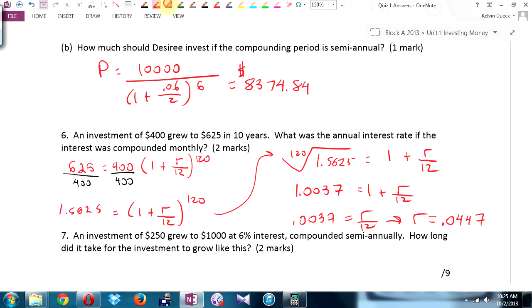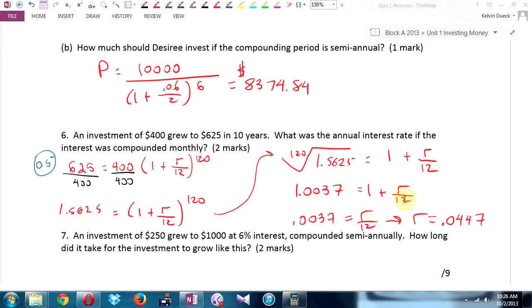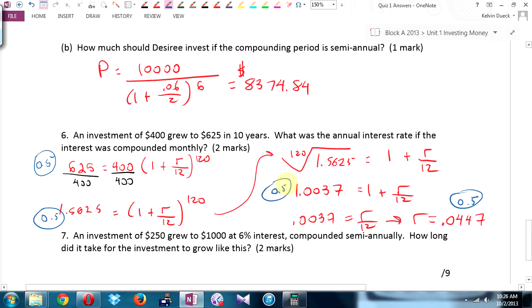Otherwise, listen close. I would give you a half mark for showing all the numbers. Okay. I would give you a half mark if I saw that. Well, I would definitely give you a half mark for the final answer. That's 1 mark. I would probably give you a half mark if I saw that you had divided by 400. And then I would give you a half mark if somewhere along the way you'd done the 120th root. To me, those are the key steps.